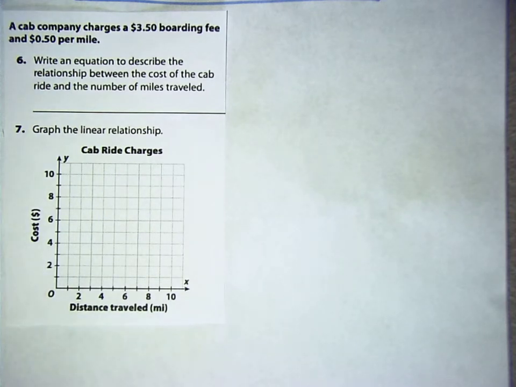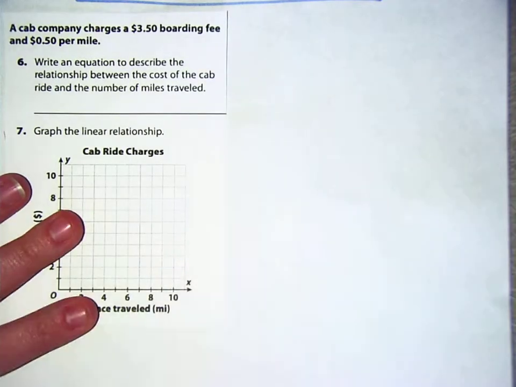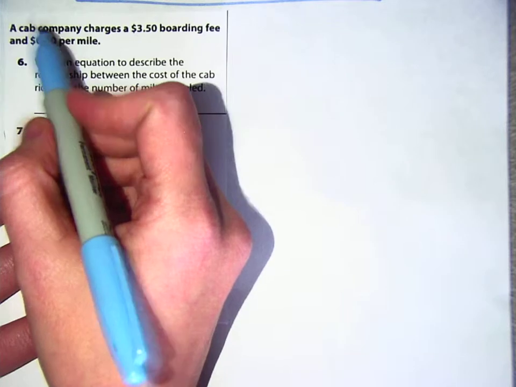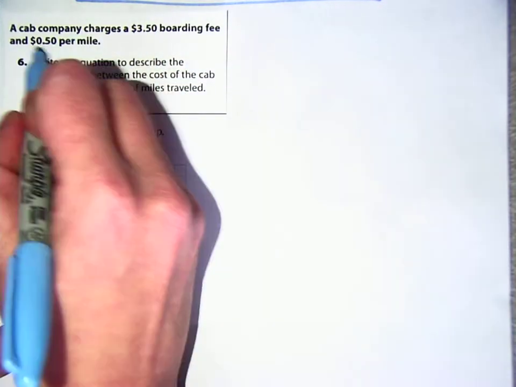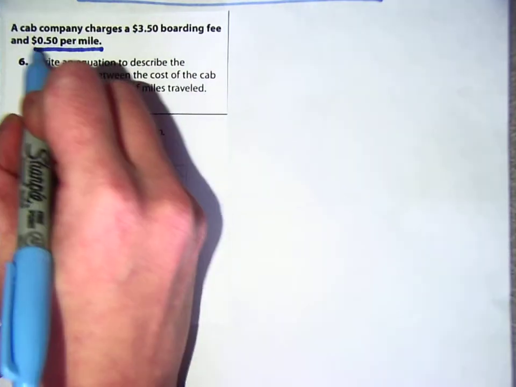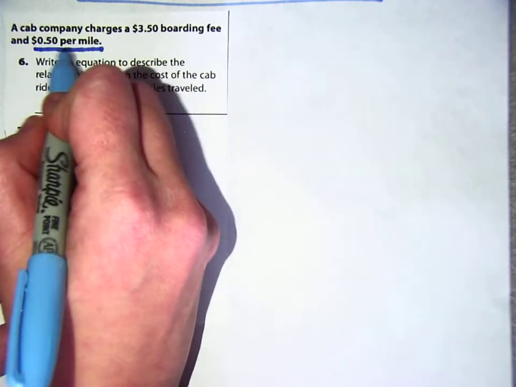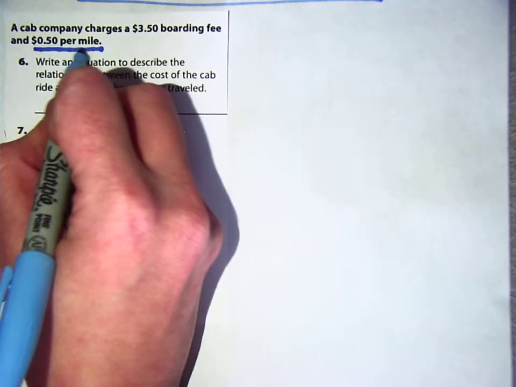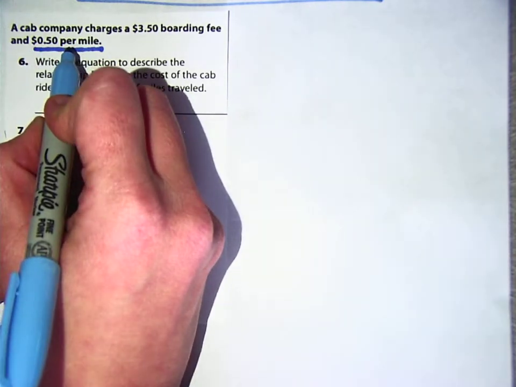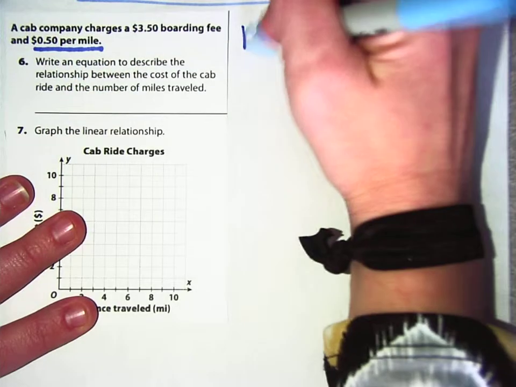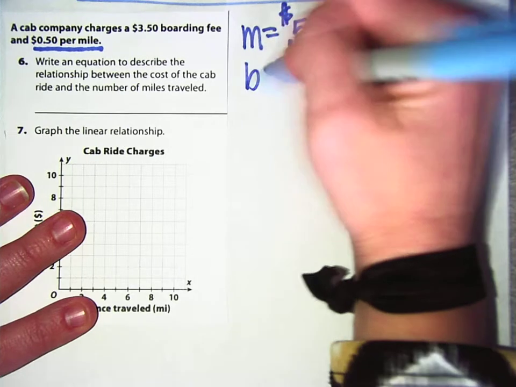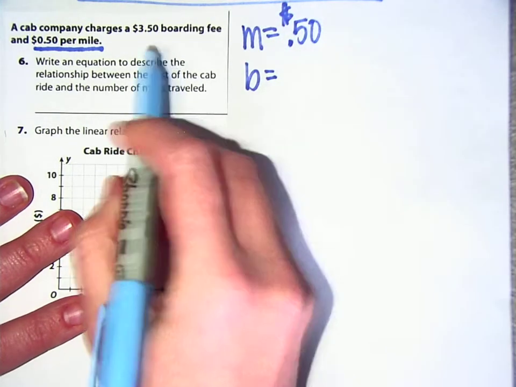So the first thing that I want you to do is identify what m and b is. If you remember, m is always going to be multiplied times something else. In this case, whenever you've got something per mile or an amount per hour or an amount per day, that's your key that this is your m and this is your x, because m is your rate of change. So m is 0.50.